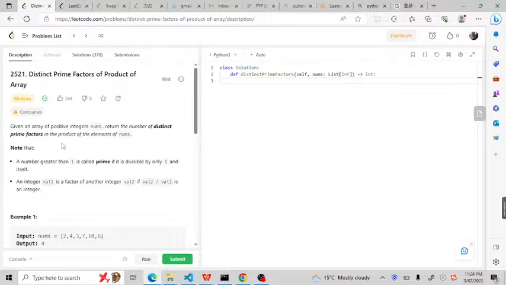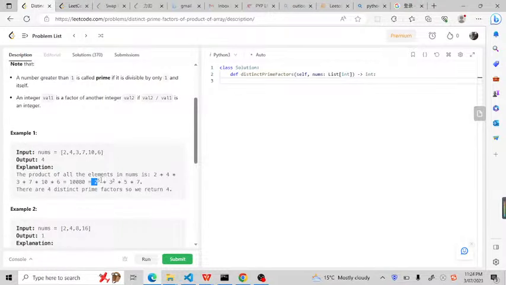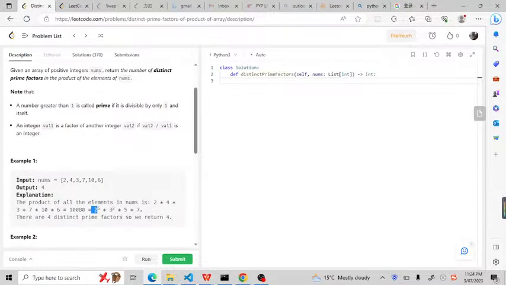Return the number of distinct prime factors in the product of the elements of nums. So this is the product, and these are the distinct prime factors. We don't need to count 2 five times, only one time. So this means the distinct numbers.